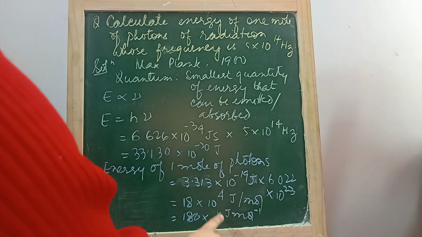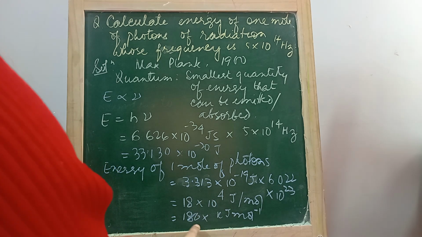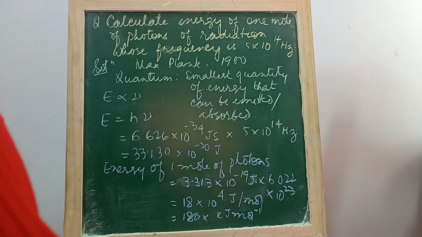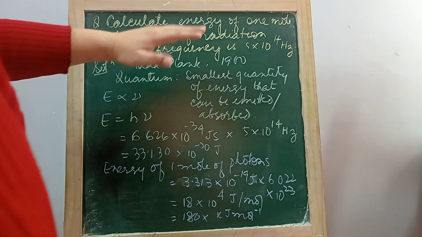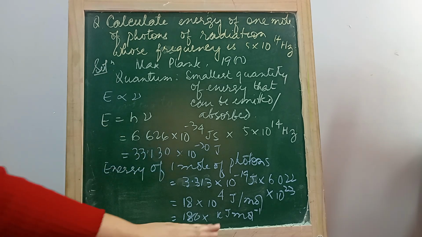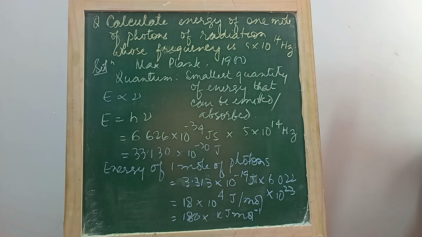10 to the power 4. If you want to replace this by kilo, it is 10 to the power 3. So one 0 remains, adjusted here, and it becomes 180. So 180 kilojoules per mole. That means for electromagnetic radiation having this much frequency, 1 mole of photons will have this much energy, 180 kilojoules per mole. I hope it's clear.